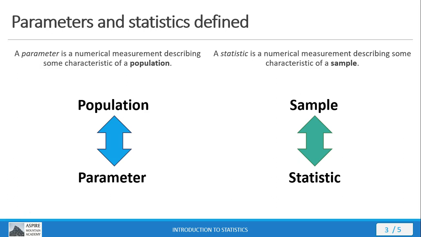You can usually tell whether or not something is a parameter or a statistic just by looking at what it describes. Are you looking at a population? That's a parameter. Or are you looking at a sample? That's a statistic.